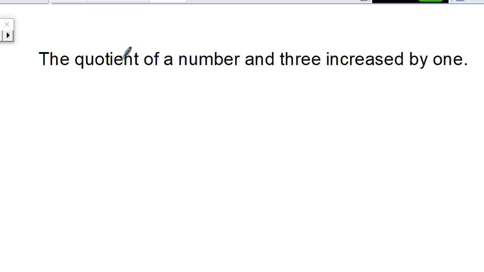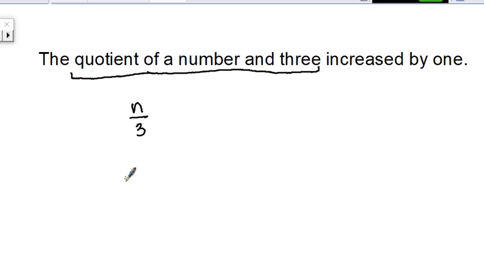Let's look at another one. The quotient of a number and 3 increased by 1. So when you hear quotient, you should think of division. So the division of a number and 3. That's going to be the first part of our expression. So a number and 3 being divided, so I'll use n again for a number. Quotient means divided by 3.